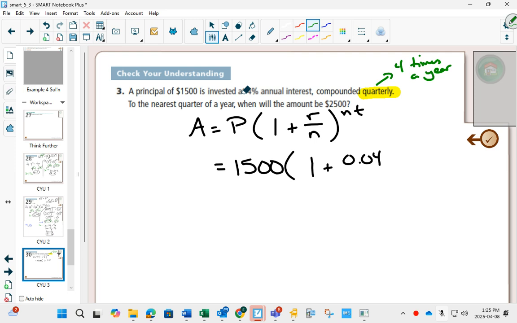So sometimes this part, quarterly, monthly, semi-annually, and annually are the ones that come up the most. Semi-annually being twice a year, annually once a year, monthly 12 times a year, quarterly 4 times a year. So since it's 4 times a year, the N would be 4, and T is what we don't know.